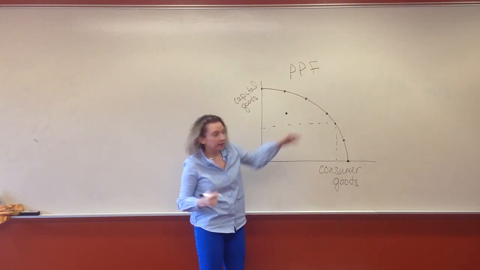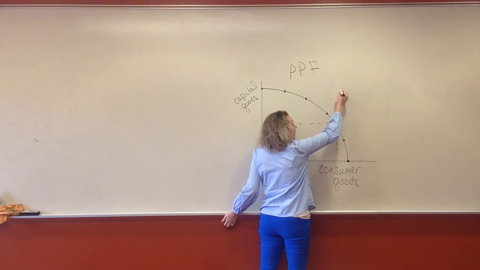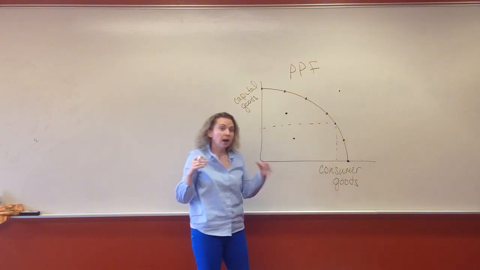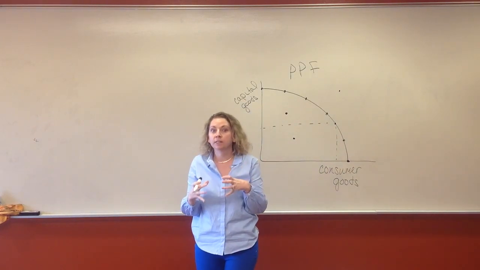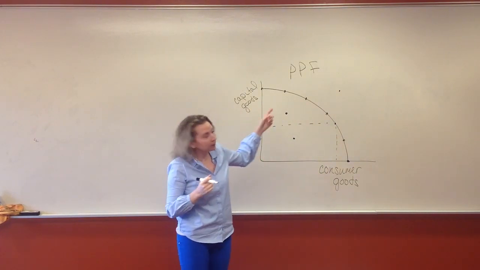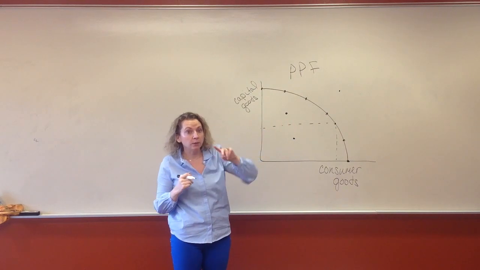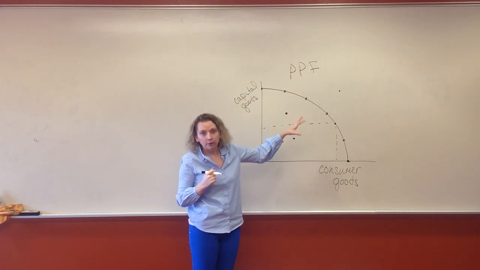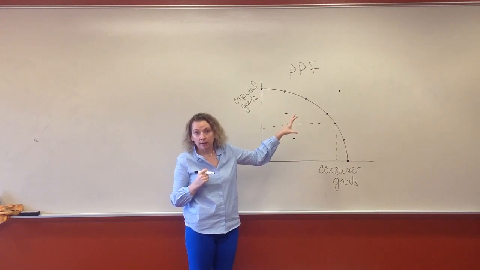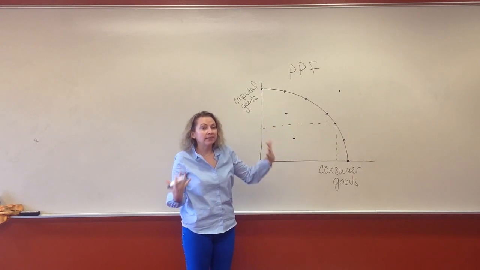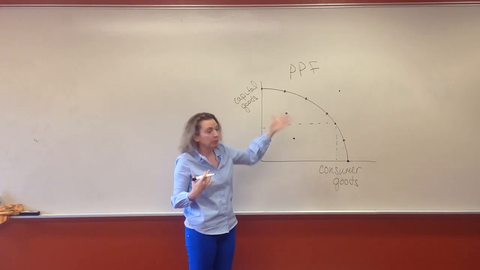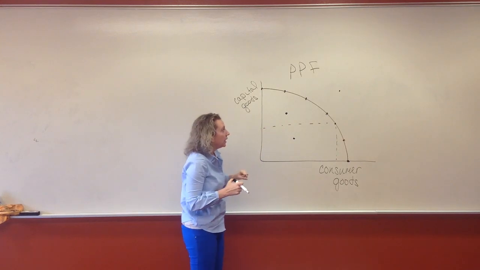On the flip side, a point up here is going to be unattainable, at least at this point in time. That doesn't mean we can never get there, because we likely will. It just means that right now, it is totally unattainable. It's impossible. It's not feasible to produce any point outside of our PPF.